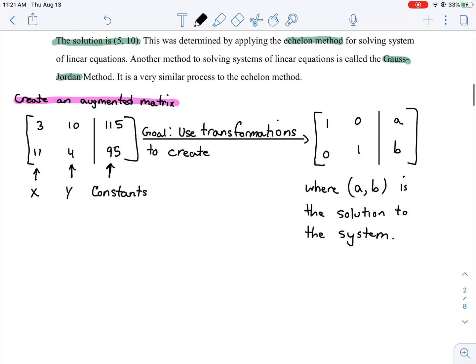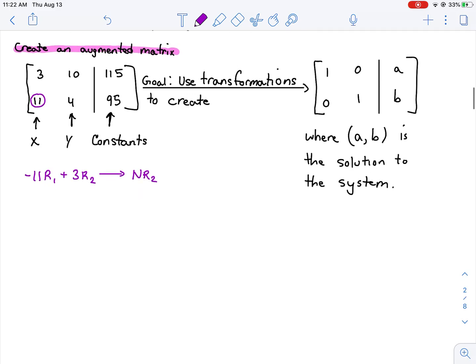Let's take a look at the augmented matrix. The first number that I want to make a 0 is going to be this 11 right here. And I'm going to circle it to represent I want to make that number 0. And to do that, we can multiply the first row by negative 11, add it to 3 times the second row, and that will be a new row 2. So in this case, row 2 will be the row that changes. Row 3 is going to stay the same.